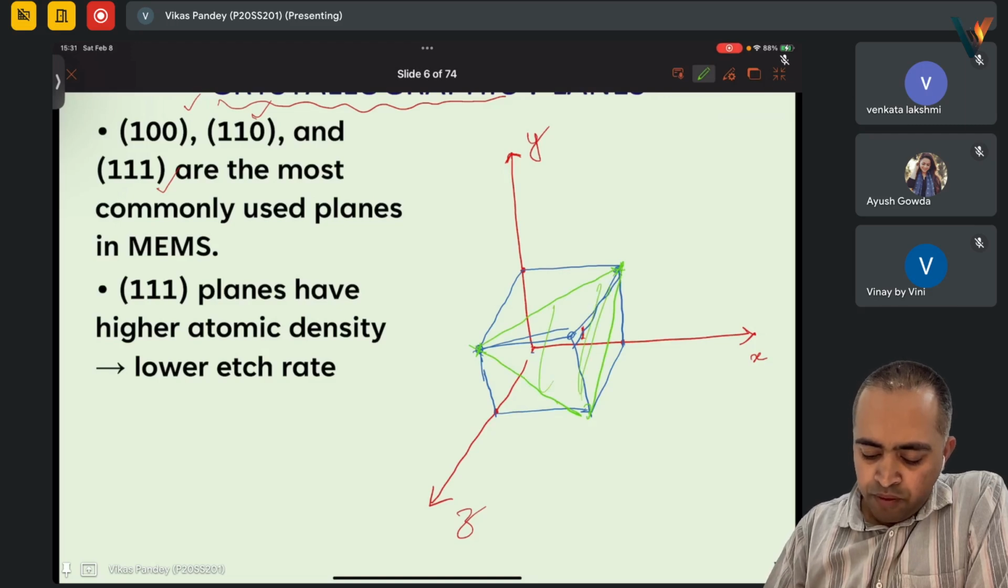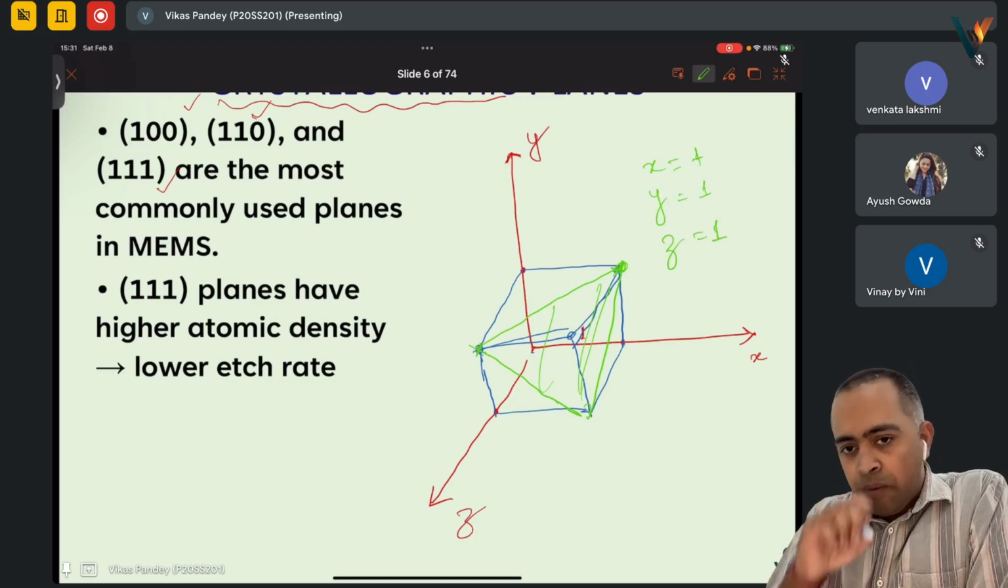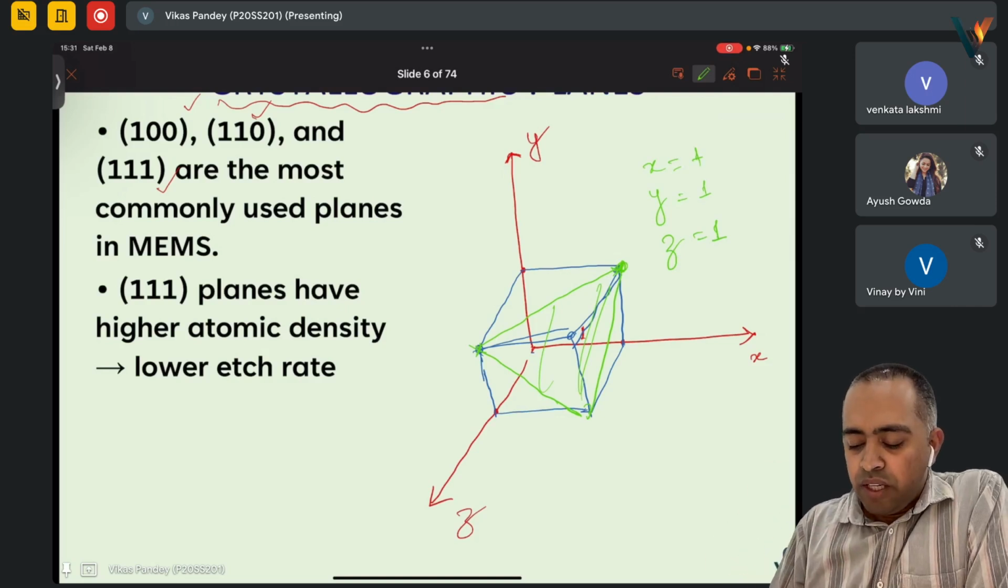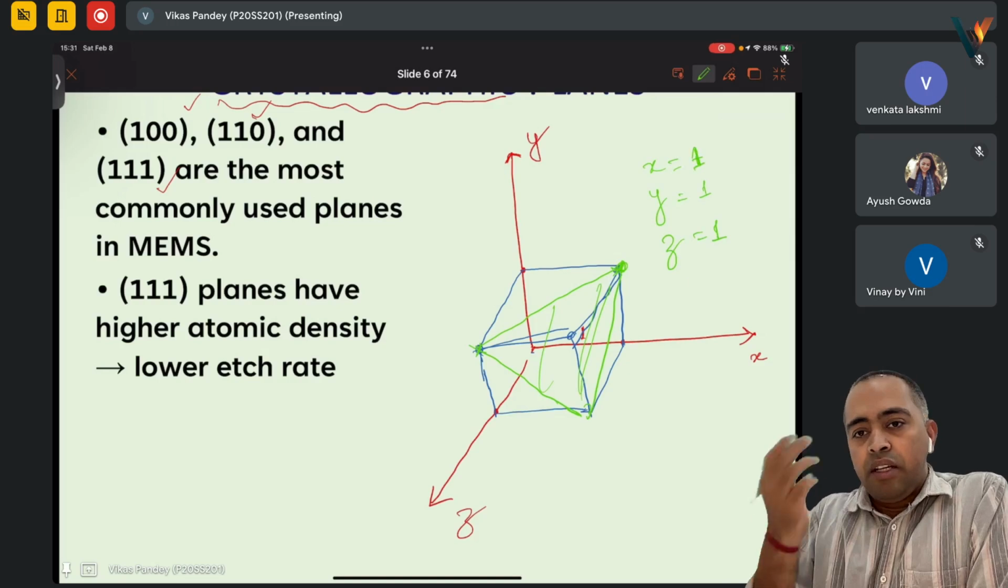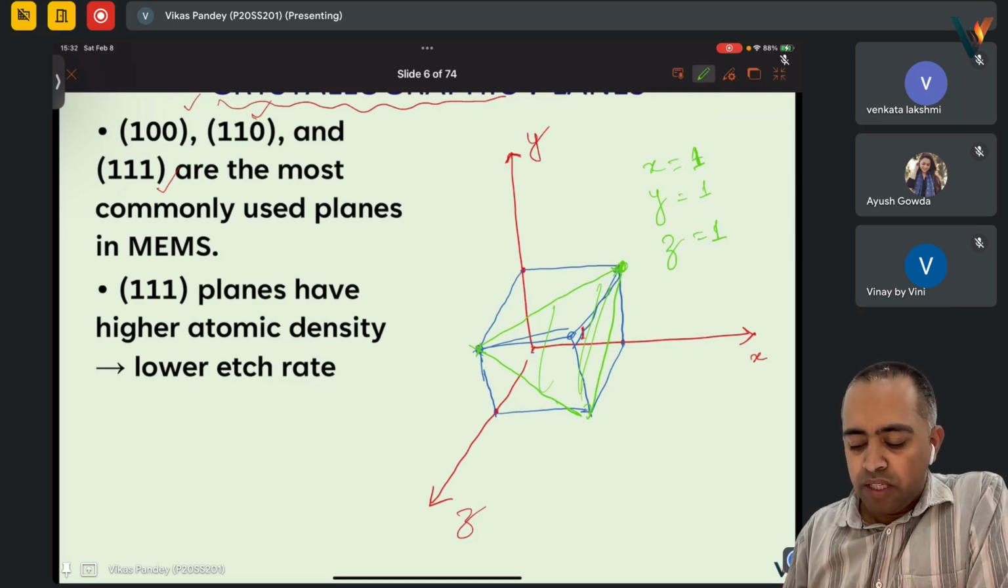Okay. So in total, it is cutting x at 1, y at 1, and z at 1. What we generally do is take the intercepts and then take the reciprocal to find the Miller indices. Okay, so we will call it the 111 plane.